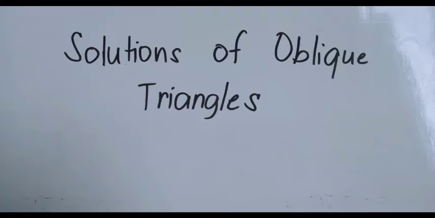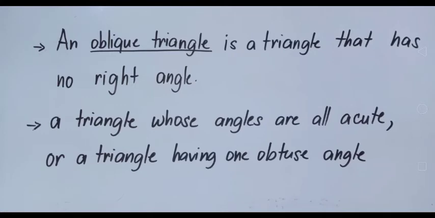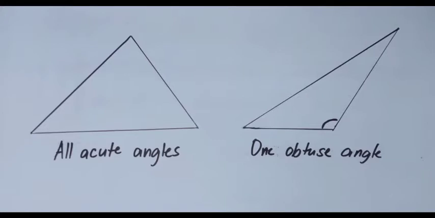So now, class, let us discuss the solutions of oblique triangles. An oblique triangle is a triangle that has no right angle. Also, it is a triangle whose angles are all acute, or a triangle having one obtuse angle. As you can see, the figure on the left side is an oblique triangle having acute angles, and the figure on the right side is an oblique triangle having one obtuse angle.